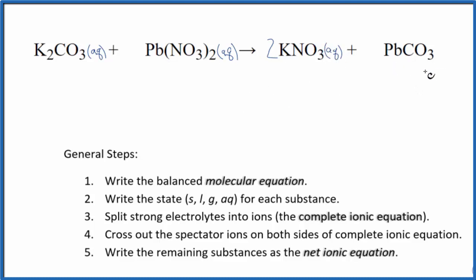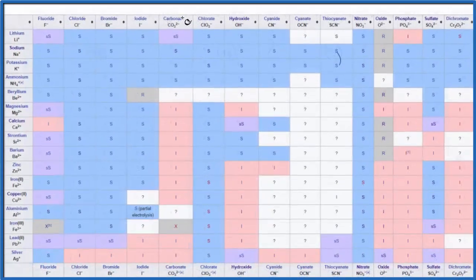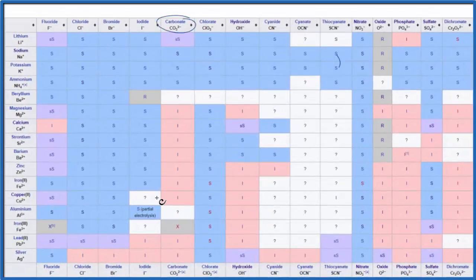But lead carbonate, let's take a look. Carbonates are often insoluble. So our carbonates here, and here's lead. So as we go over, and here's the carbonate, we go up, and you can see insoluble. In fact, most of the carbonates are insoluble except for those group 1 elements and the ammonium compound. So lead(II) carbonate, that means it's insoluble.